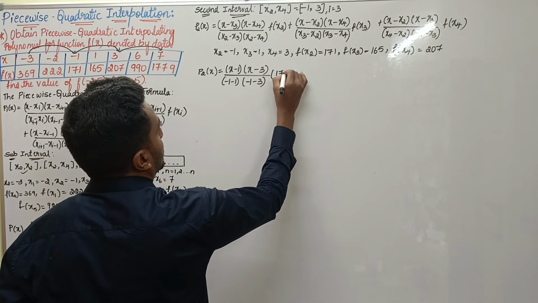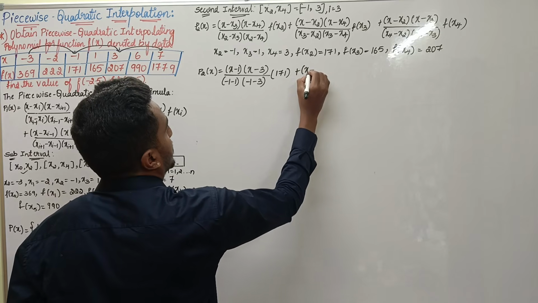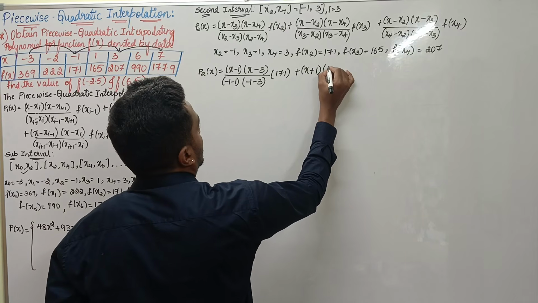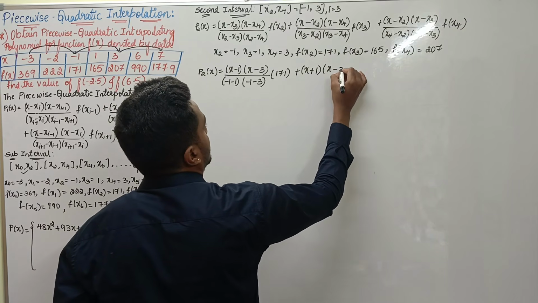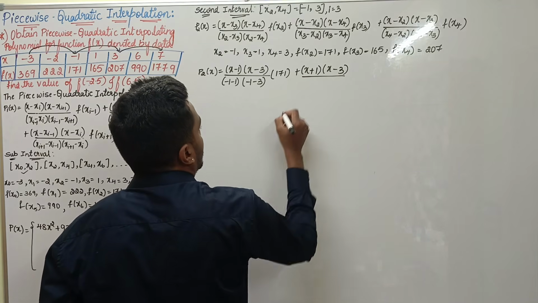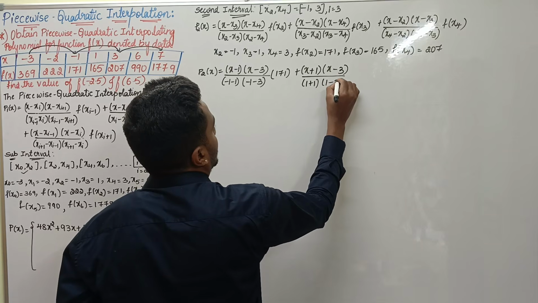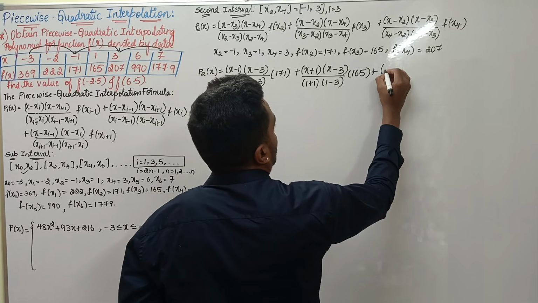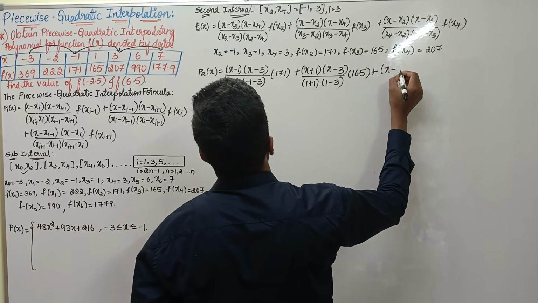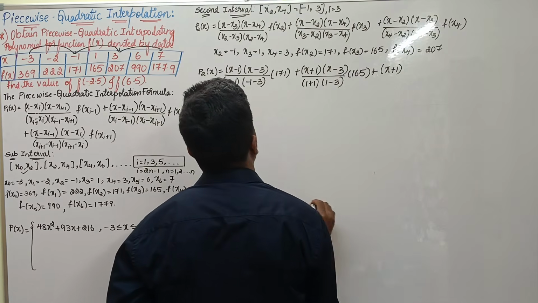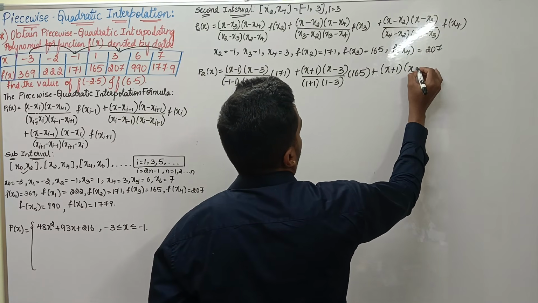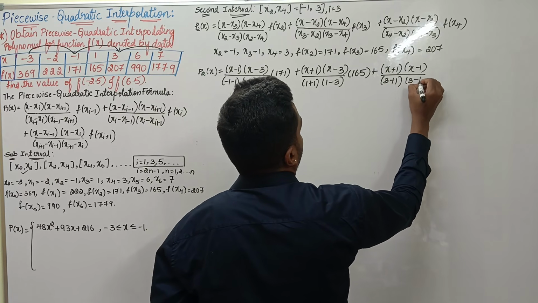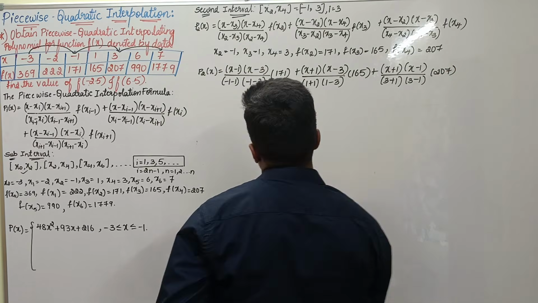Now into f of x2. What is f of x2? 171 plus x minus x2. What is x minus x2? I have minus into minus, plus 1, x minus x4. What is x4? 3, whole divided by x3. x3 is 1 plus 1, 1 minus 3 into f of x3, 165, plus x minus x2. What is x2? I have minus 1, that is minus into minus plus, x minus x3, that is minus 1, whole divided by x4. 3 plus 1, 3 minus 1 into 207.